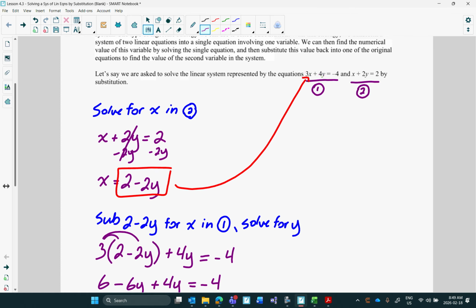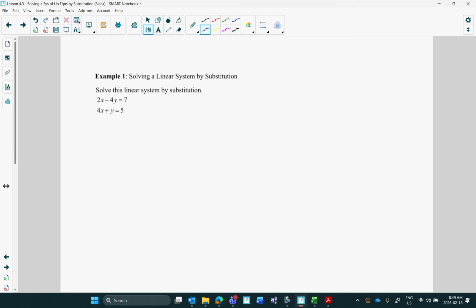Okay, let's look at another one. This one. So equation 1, you don't have to write the steps that I write. You don't have to write them, okay? But it may help.